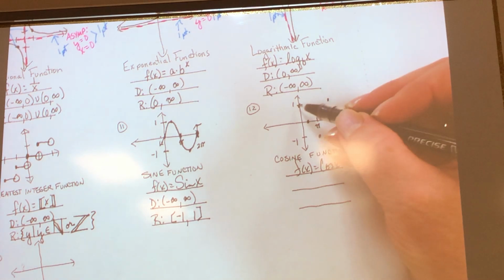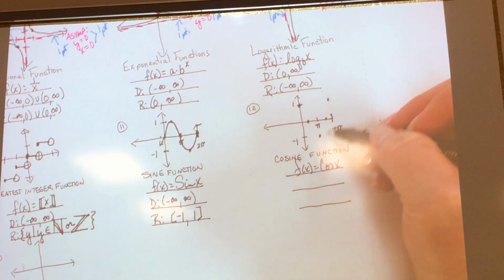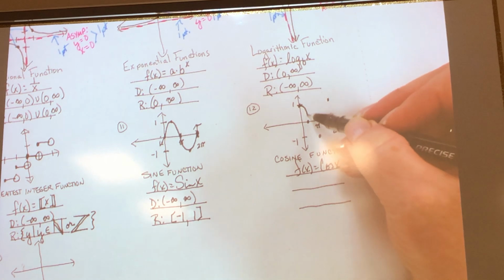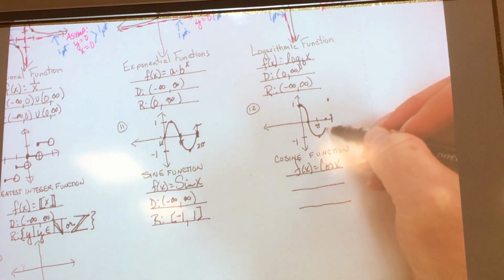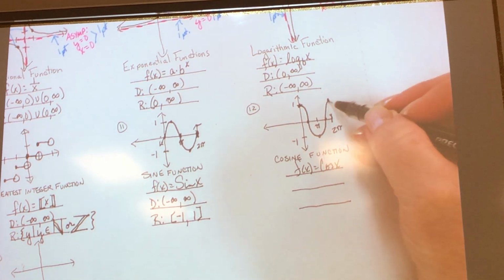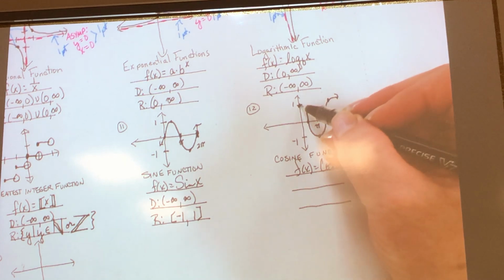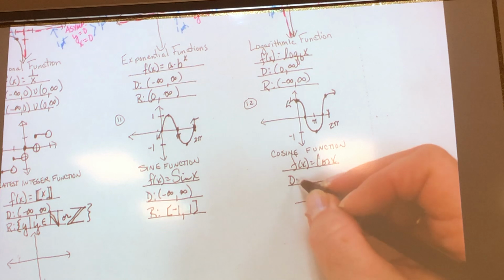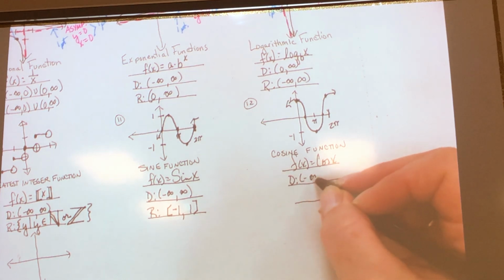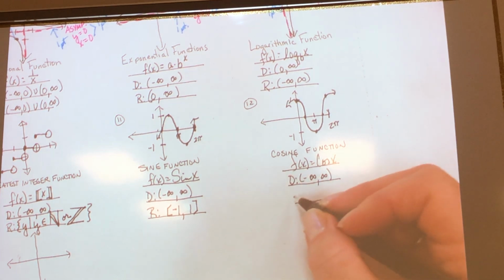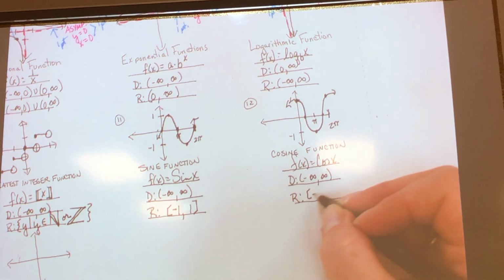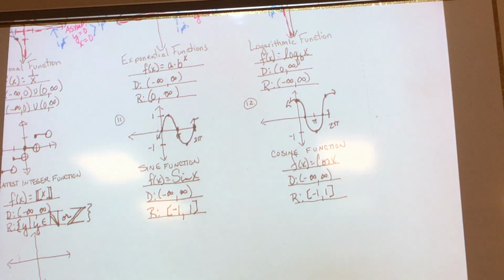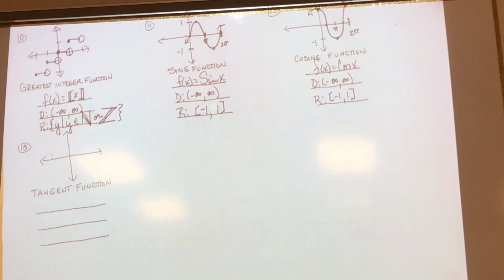Remember, these are the ones that you have to sneak away from and sneak up on. His domain is negative infinity to positive infinity, and his range is the same, negative 1 to positive 1. All right, everybody okay so far?